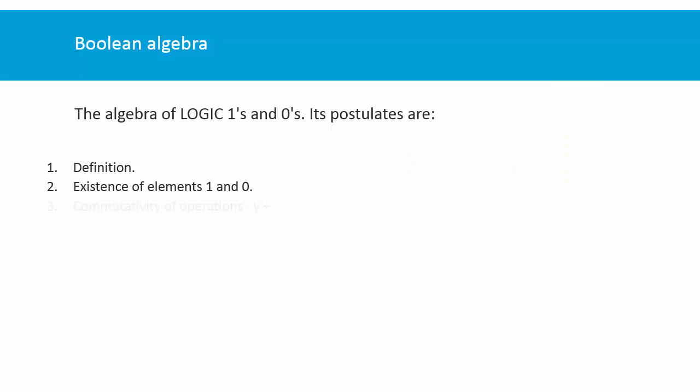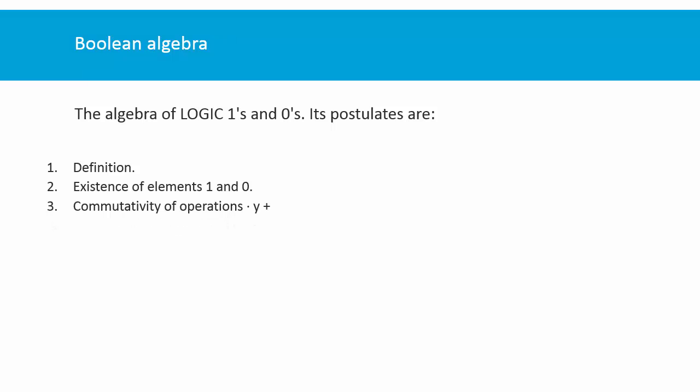The second postulate is about the existence of the elements 1 and 0. So basically we have two rules. The first rule says that if we have a variable and this variable is ORed with a 0, then this is going to be equal to the same variable. It also has another rule that if we have the same variable but we AND it with a 1, then we're going to remain with the same variable. So here we're presenting the existence of elements 0 and 1 and how we can relate them with the OR and the AND operator. The third postulate is the commutativity of operations dot and cross.